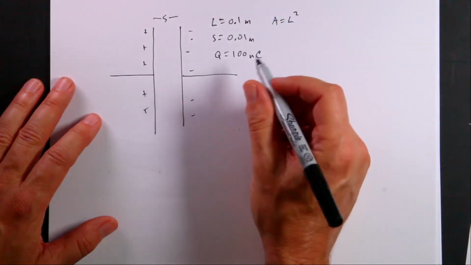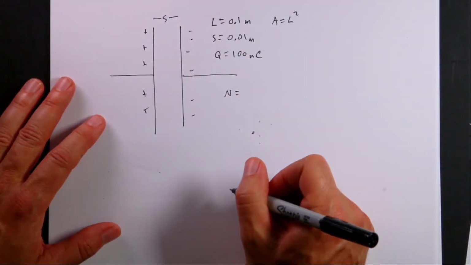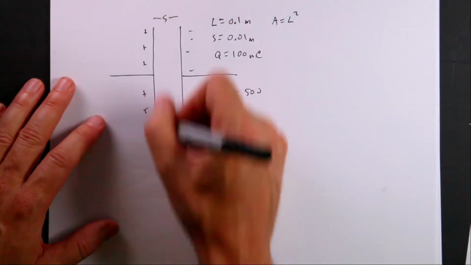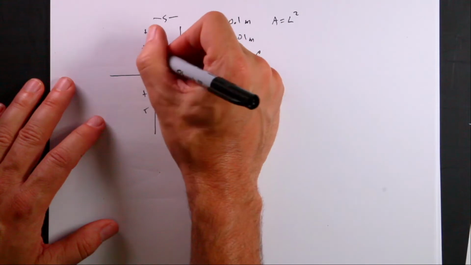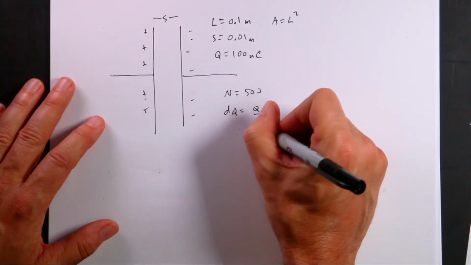That's the total charge. So the first thing I need to say is how many pieces do I want? What's N? And let's go with N is 500 on each side. So now I can find the charge of each of these pieces. dq is going to be q over N.